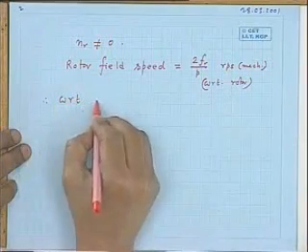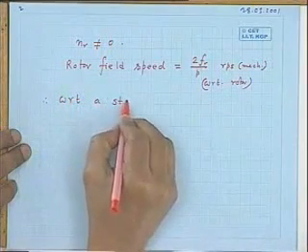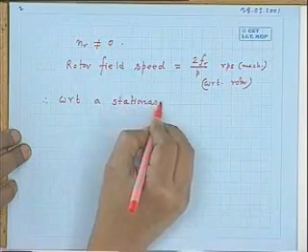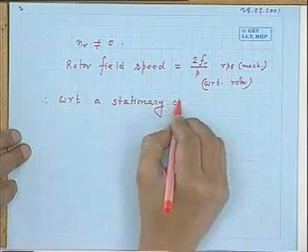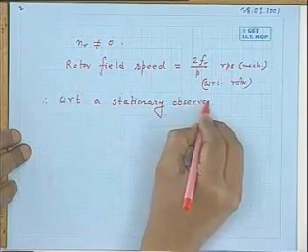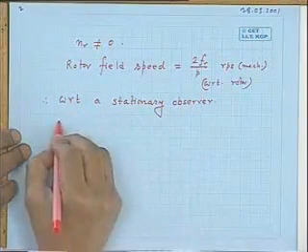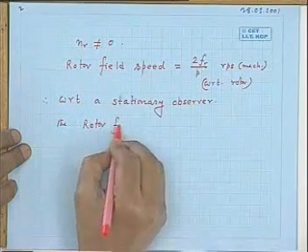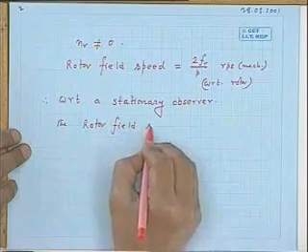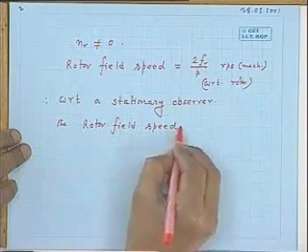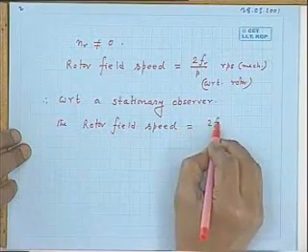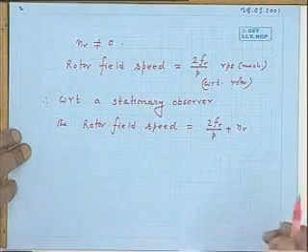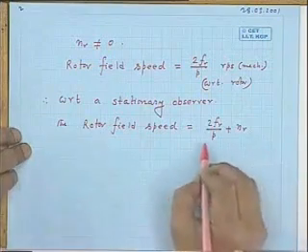Therefore, with respect to a stationary observer or stator structure, the rotor field speed will be equal to 2Fr by P plus NR. This will be the speed.